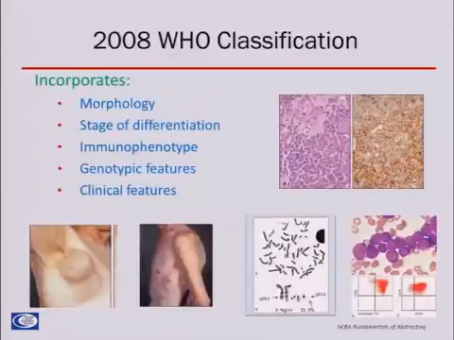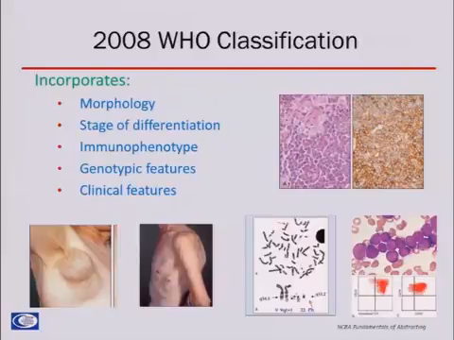So the WHO classification for 2008, you'll never be tested on this. This is just stuff that is important, but it gives you the background. It incorporates the morphology, because remember we started out looking at stuff under a microscope. So you look at the histologic features. Then we started looking at what point in the cell differentiation process the abnormality is occurring. So we started to recognize that they weren't mature cells that were becoming abnormal. Frequently they were immature cells.